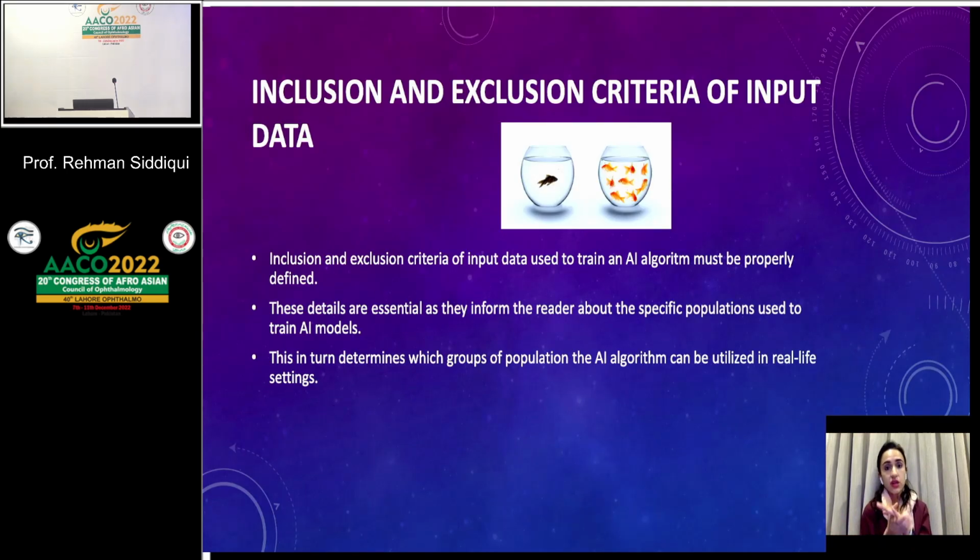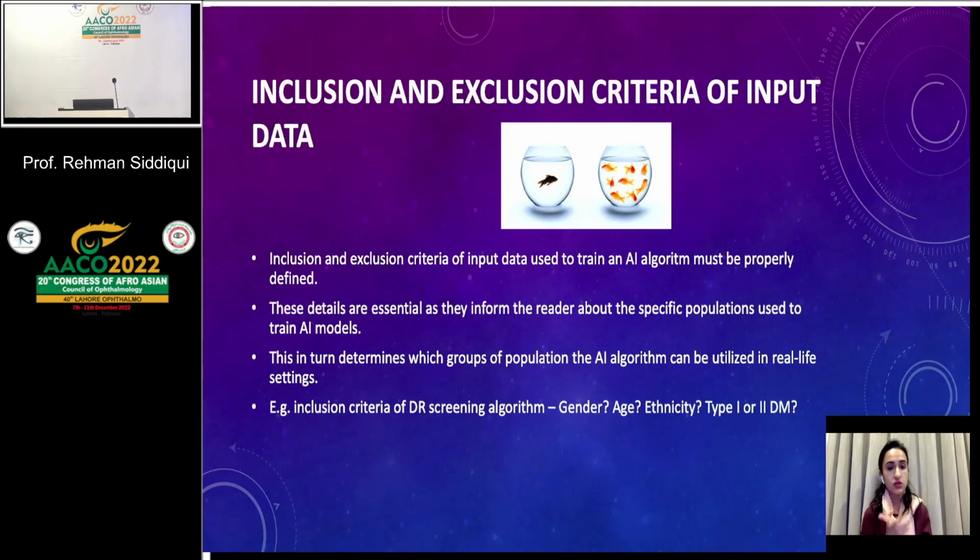So, for example, if I have used population X to train my algorithm, then the reader will know that this algorithm is applicable in population X, but it might not be applicable in population Y or population Z. So this is very important for us to clarify to the reader. So again, the example that I gave, what gender, what age, what ethnicity did we use, if we use type 1 or type 2 diabetics in our program.